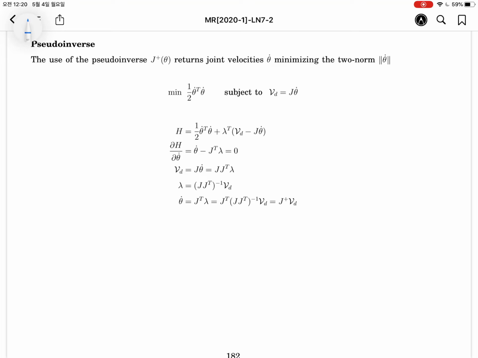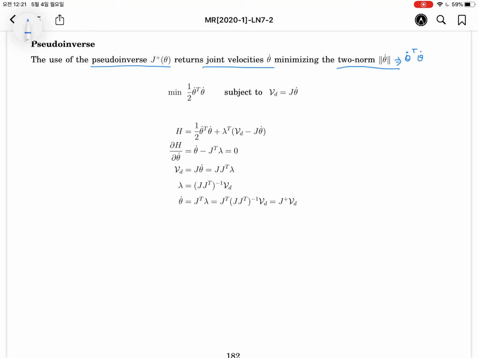From now we will talk about many optimization methods. This topic is a little different from the textbook. Anyway, I think you should understand how to obtain the Steinbergs, weighted Steinbergs, inertia weighted Steinbergs. Those kinds of things will show their own properties. So I'd like to recommend you understand the concept of Steinbergs. The use of Steinberg's J pseudo-inverse returns the joint velocity theta dot minimizing what? The 2 norm.